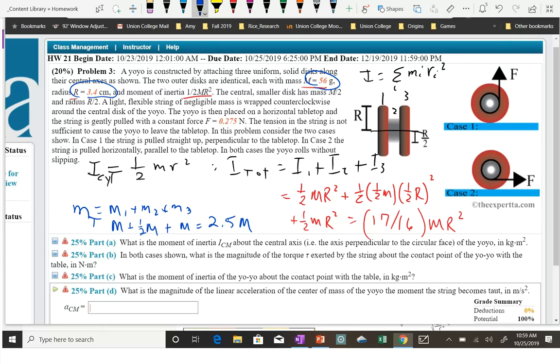Should we get a small scientific notation number? If I remember right, it's something in the ballpark of 10 to the minus 4 or 10 to the minus 5.